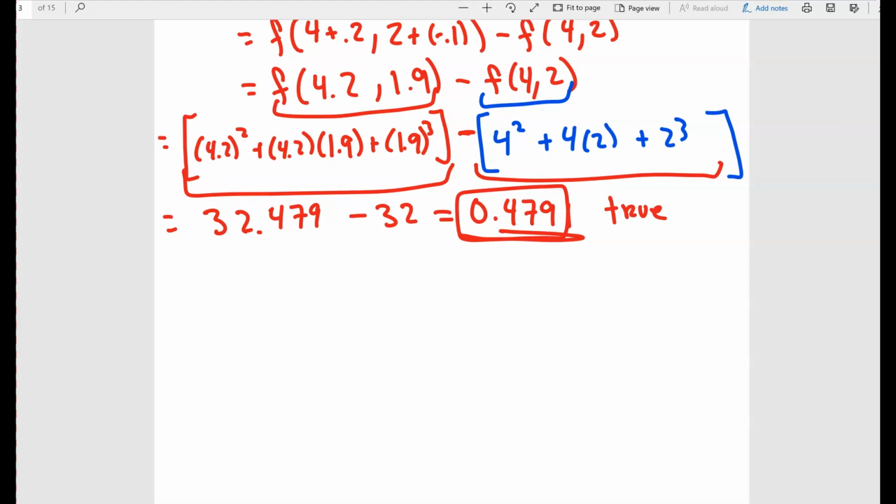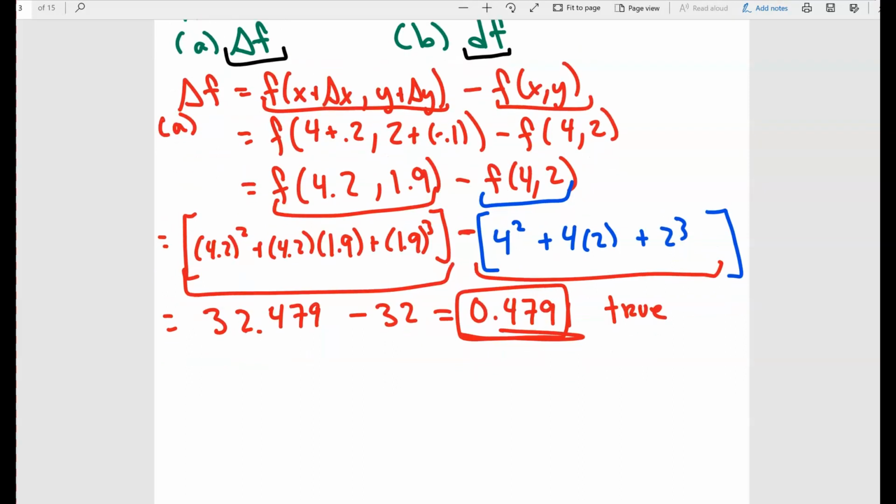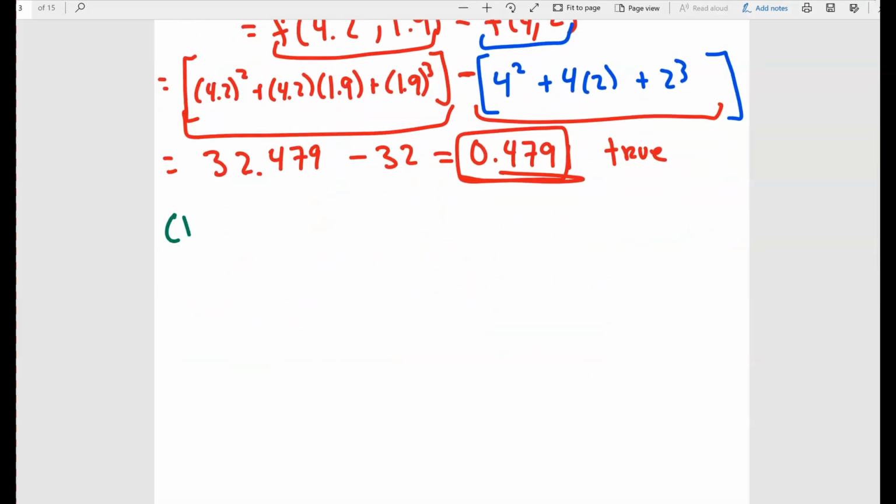Okay, so now that was part A. That was actually the true change. Now let's figure out what part B should be. Part B is just finding the differential. So now let's figure out what df should be. We know what df is. df is just the partial derivative with respect to x times dx plus the partial derivative with respect to y times dy.